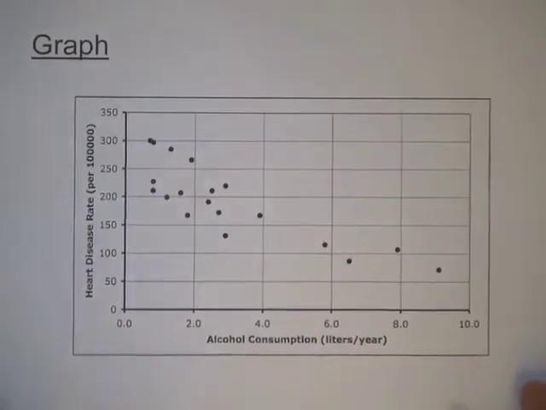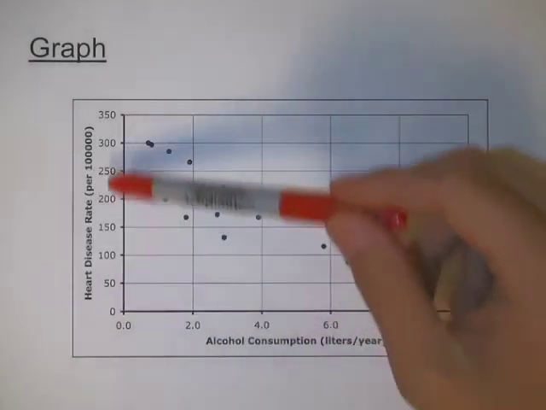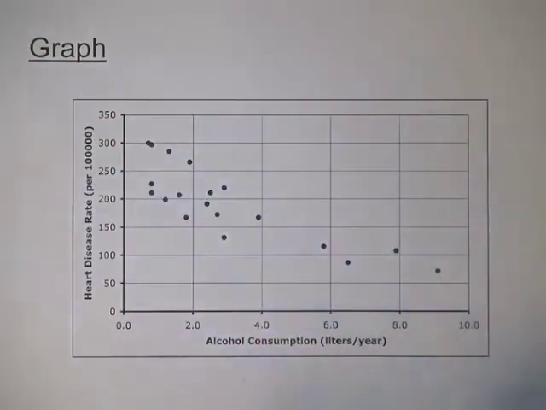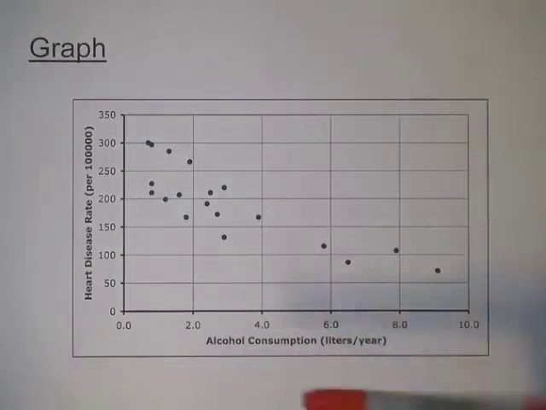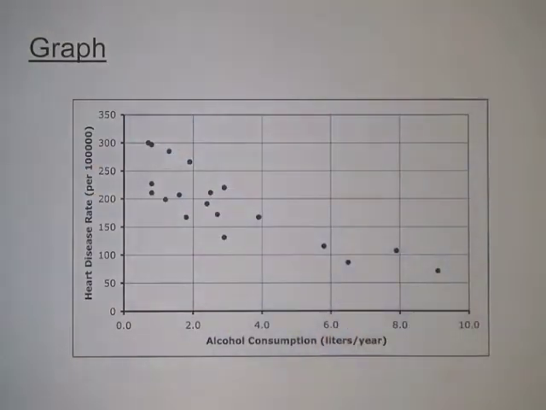Okay, so let's take a look at the graph of this, the scatter plot. Notice alcohol consumption is on our x-axis. This is what we're considering as the explanatory variable, and the heart disease rate is the response variable. And it's kind of a surprising association here. It seems to be a negative association, so that as alcohol consumption increases, heart disease rate decreases. And we can see that it's probably a pretty strong association, so maybe moderate or strong.